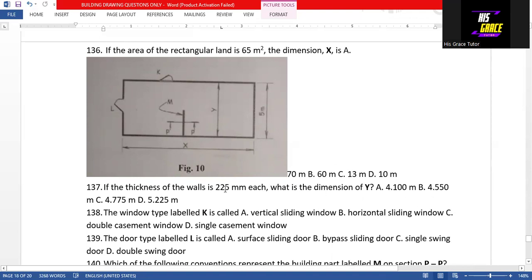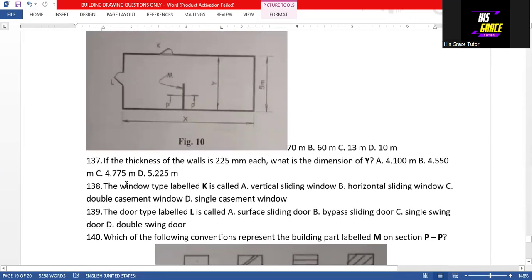I believe you know what I did. We multiply this by 2 for the thickness of the wall, which gives us 450. Divide 450 by 1,000 to convert it to meters. Then subtract 0.45 from this 5. That will give us 4.55. So the answer is 4.55 for length Y.